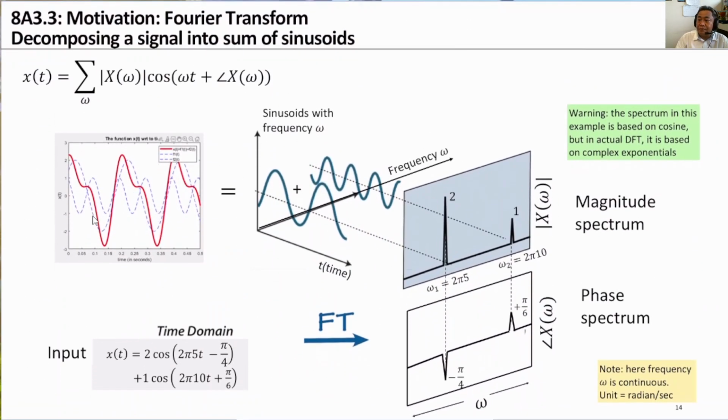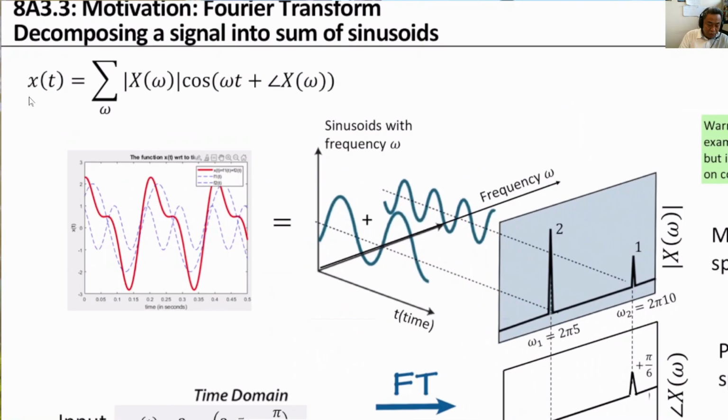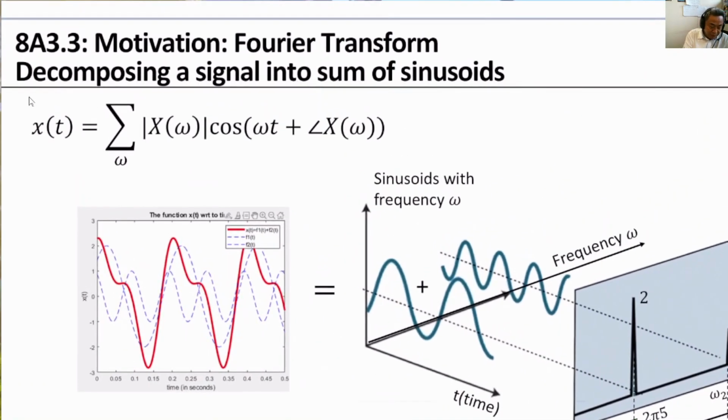Let's motivate. Assume that we have a signal called x of t, and here this is continuous time. In this particular example, x of t is described by a sum of cosine waves, each with a frequency omega and a phase shift at that particular frequency, scaled by a magnitude.